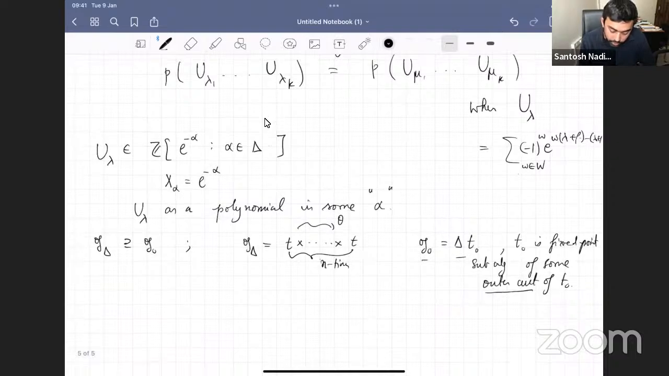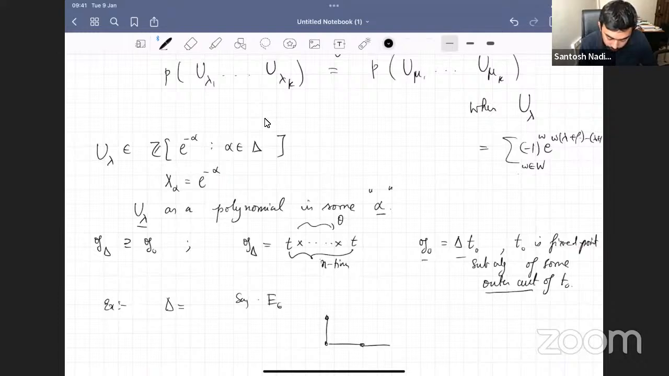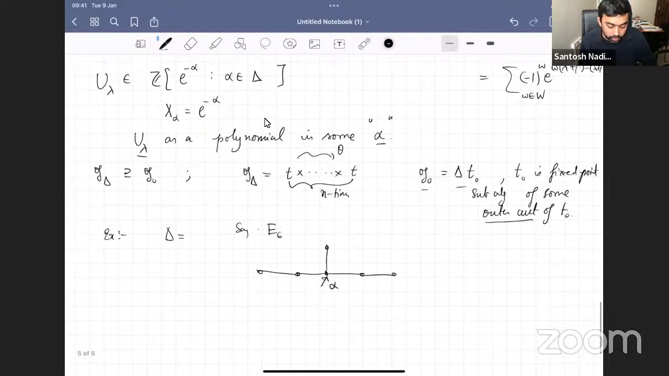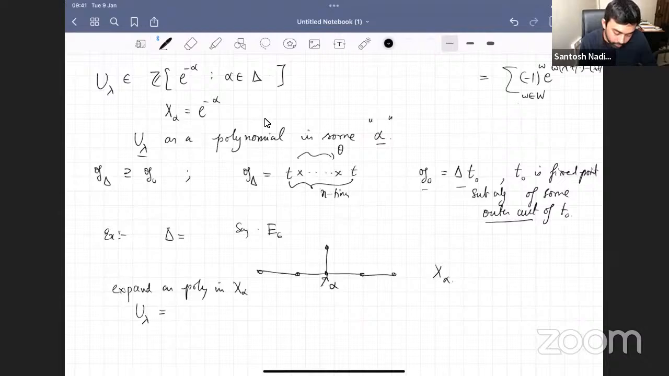And now the main point is that we will expand this U lambda at the folding roots of alpha, right? For example, if your Dynkin system is say E6 or something, then so we expand here, right? We expand along this guy. So you expand this U lambda as a polynomial in X alpha. So this will be some lambda prime. So this will be a polynomial in X beta, where beta is not equal to alpha.